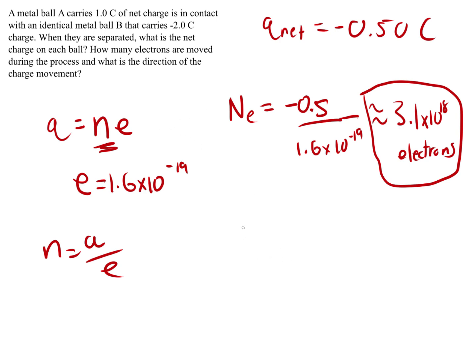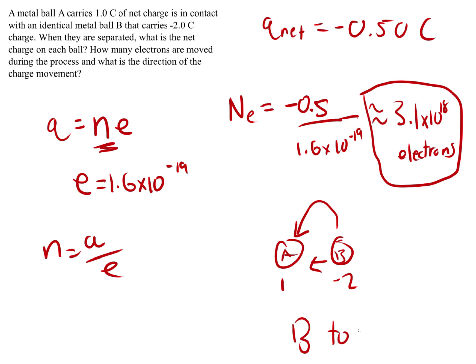And to figure out the direction of the charge movement, if we look at our two balls, A and B, and let's say this one starts with 1 coulomb and that one starts with -2 coulombs. So the electrons are going to go from the negative ball, where there's an excess of electrons, to the positive ball, where there is a deficiency of electrons, since there are too many electrons here and there's not enough there. So the movement of the electrons will be from ball B to A. And that is how you would solve this problem here.